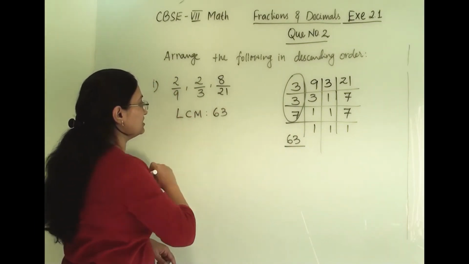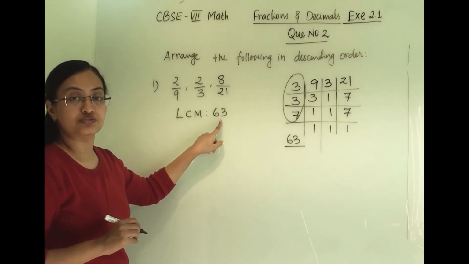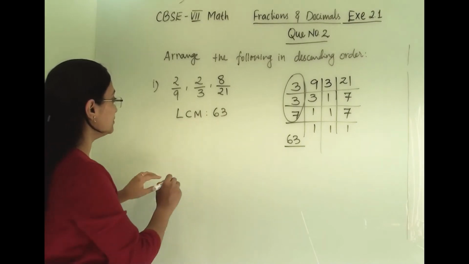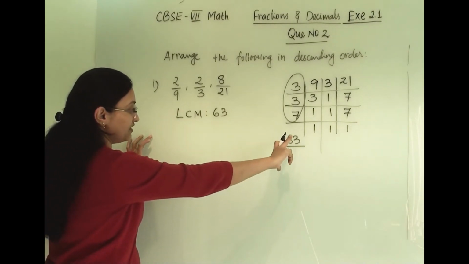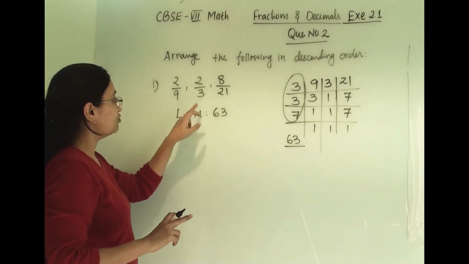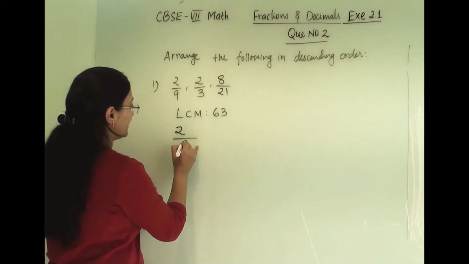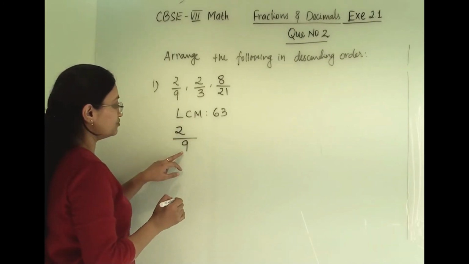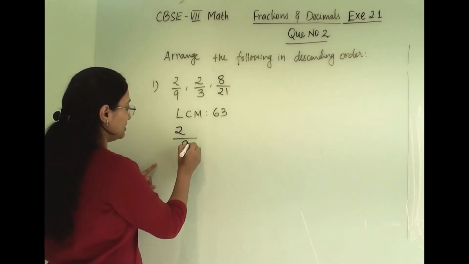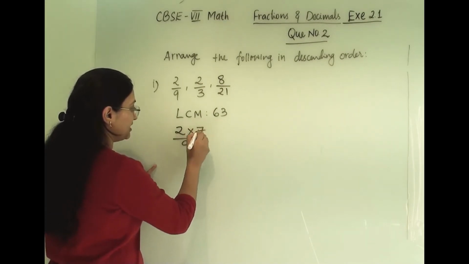LCM is 63. Now all these denominators we have to convert into 63. So how can we do that? Let us arrange all these fractions and then one by one we will convert their denominators into 63. So first is 2 by 9. Now when we are going to convert 9 into 63, we have to multiply with 7. So here also we will multiply with 7.